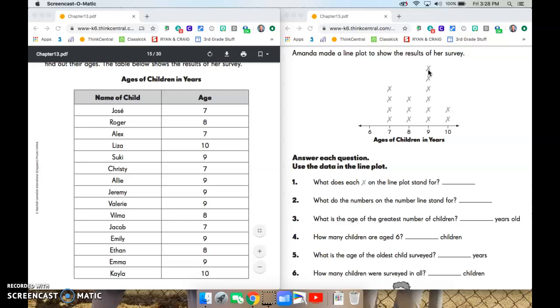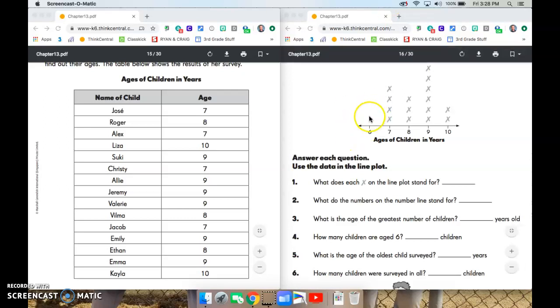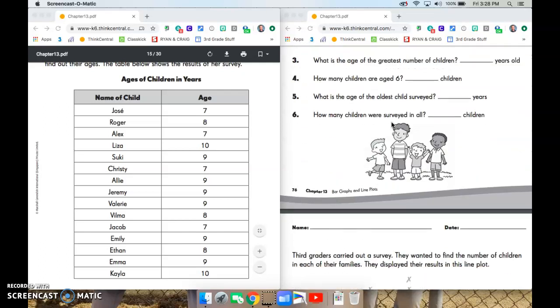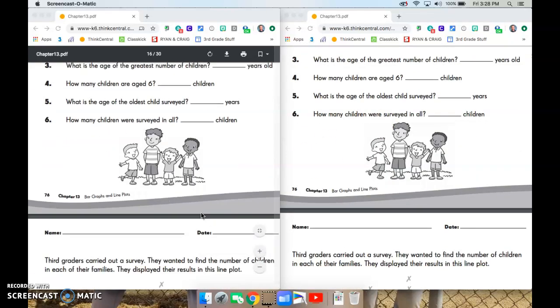How many children are aged 6? 0. What is the age of the oldest child surveyed? 10, and there are 2 of them. And how many children were surveyed in all? 1, 2, 3, 4, 5, 6, 7, 8, 9, 10, 11, 12, 13, 14, 15 children in all.